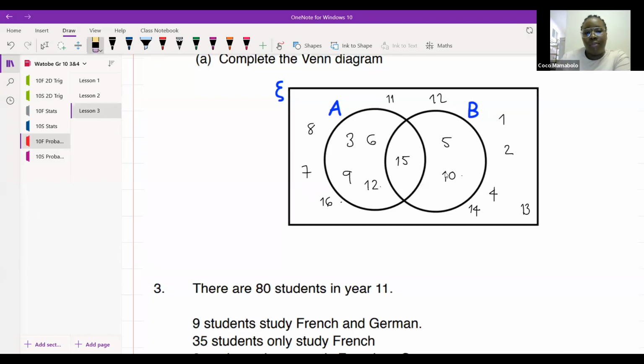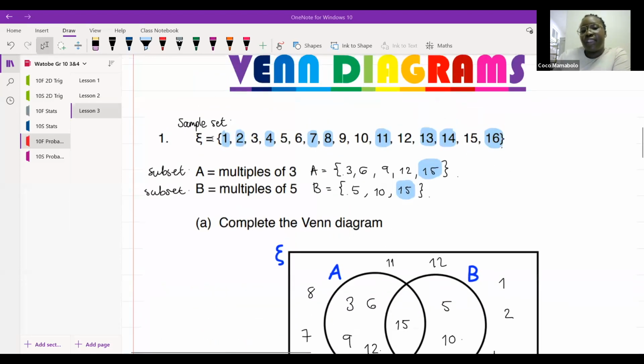Okay, yeah, thanks. Good question. Oh ma'am, I was also going to say, you said they don't mark you correctly if you don't do the diagram itself, right? Does that mean you need to use a compass to get the circles right? In this case, because they've given us a sample set with numbers in it, we must use the numbers.